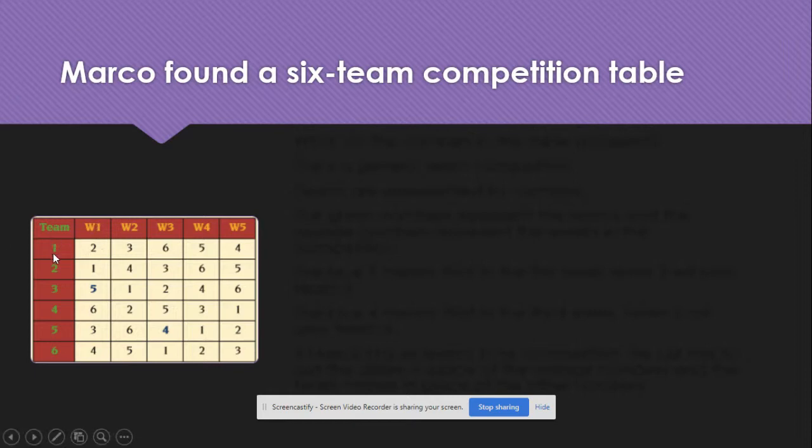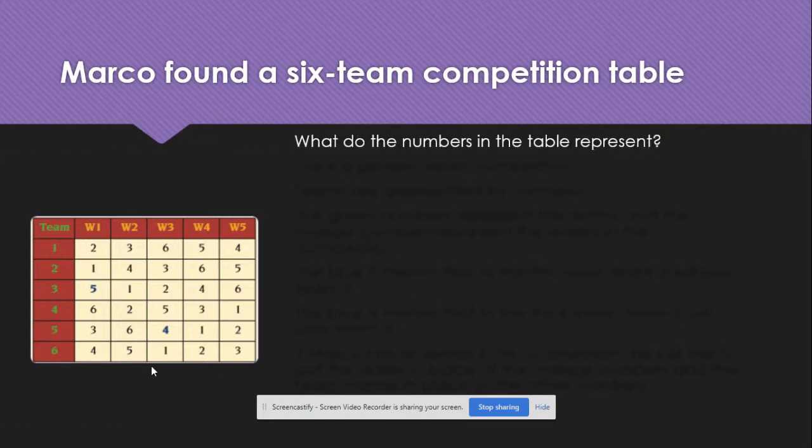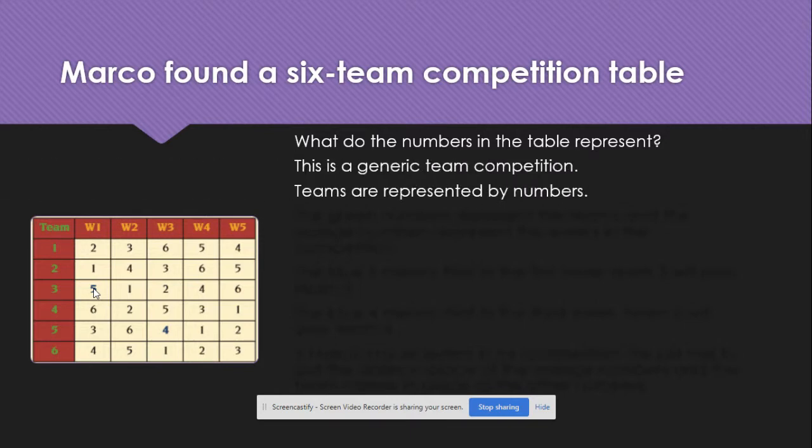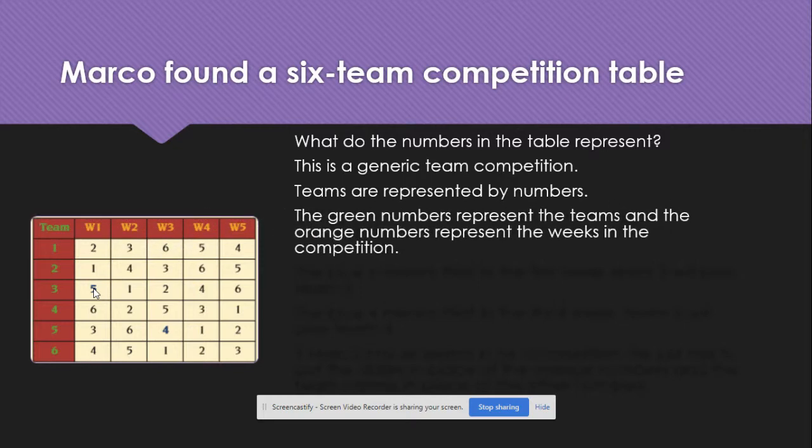So if you look over here, you've got team 1, 2, 3, 4, 5, 6. These are the weeks. These are the numbers for the teams. So what do the numbers in the table represent? So these numbers here will represent the team. So if you've got St. James Jaguars, they'll be 1s. If you've got St. James Tigers, they'll be 2s. If you've got Xavier Warriors, they'll be 5. Okay, so they represent the team names. It's a generic team competition. The teams are represented by the numbers.